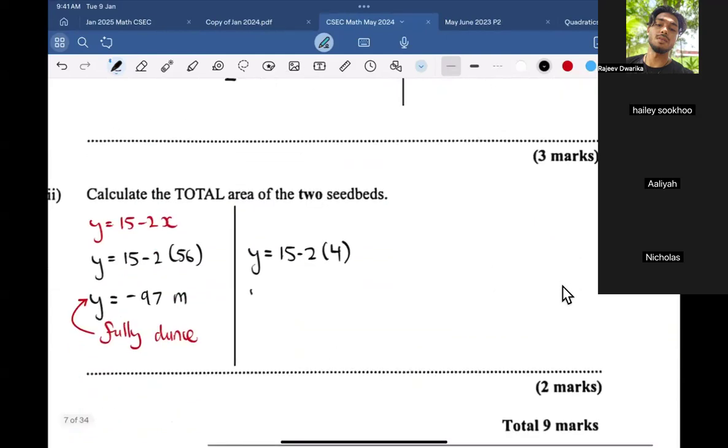So let me see if that makes sense. What's 15 minus 2 by 4? 7. My lucky number. I guess 7, right? That makes sense?